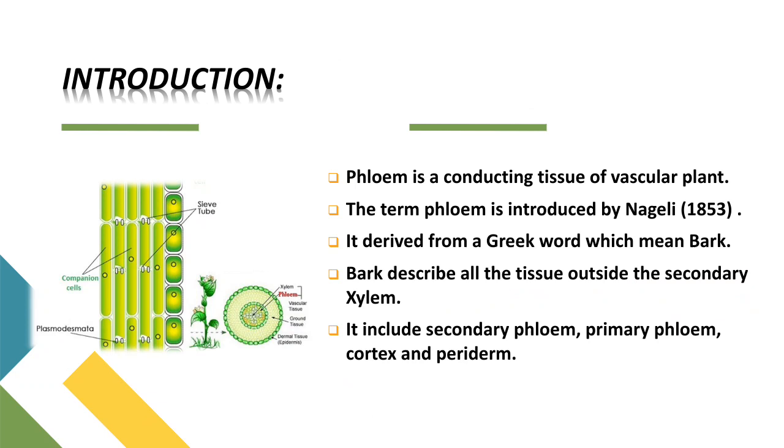Introduction: Phloem is a conducting tissue of vascular plants. The term phloem was introduced by Nageli in 1853. It is derived from a Greek word which means bark. Bark describes all the tissues outside the secondary xylem. It includes secondary phloem, primary phloem, cortex, and periderm.